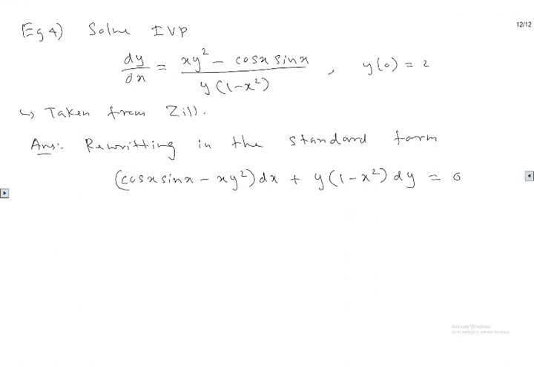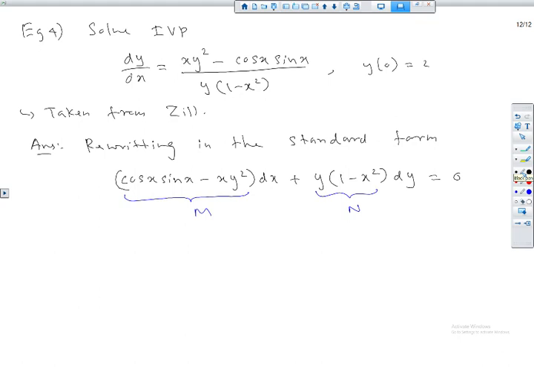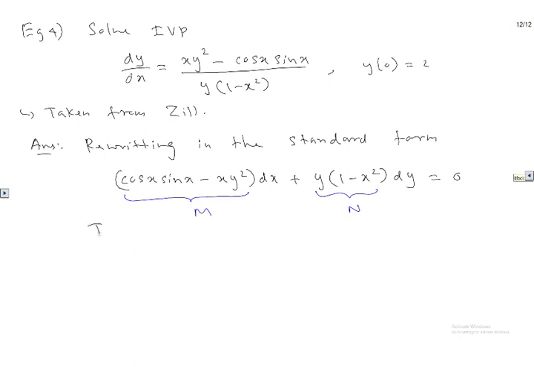So it's easy to see the m function and the n function, those two functions. So let's check the condition, and you can see that this is exact. This is exact since the partial derivative of m with respect to y is going to be negative 2xy, and that is exactly equal to the partial derivative of n with respect to x.